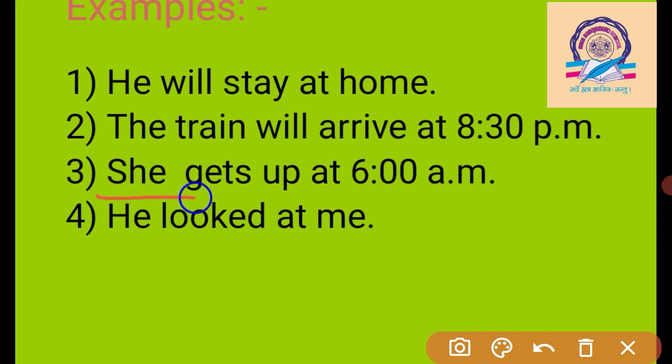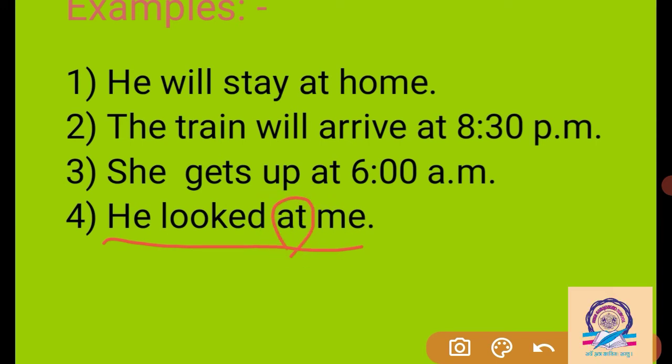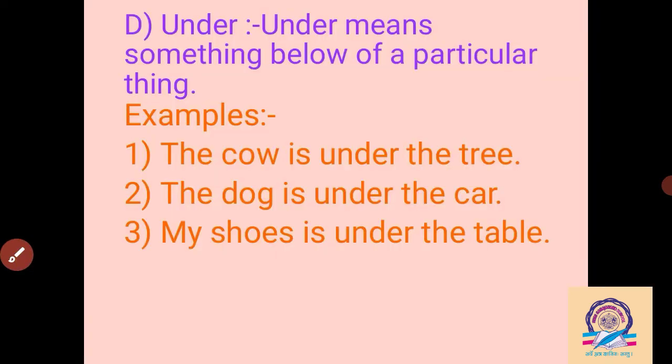Then, she gets up at 6 a.m. Here also a fixed time is given. So before the 6 we have to use "at". And then, he looks at me. Here a special location is given. He is looking at me here. So we have to use the preposition "at".